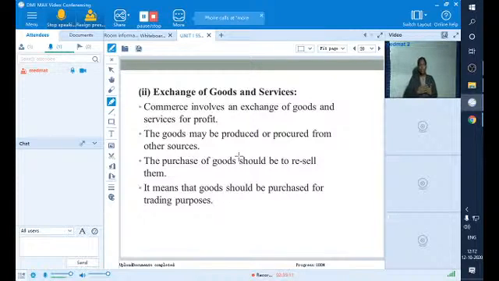And the next one means that goods should be purchased for trading purposes. For what purpose are we purchasing? For trading purposes I am purchasing the things. It means that goods should be purchased for trading purposes.